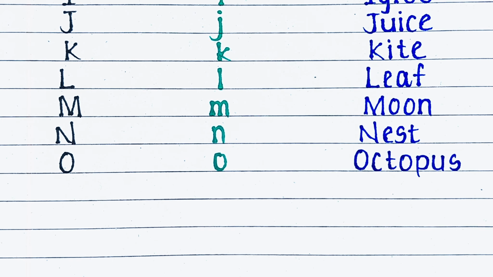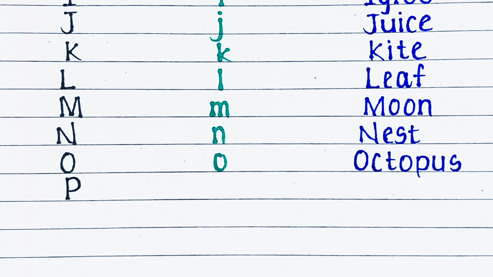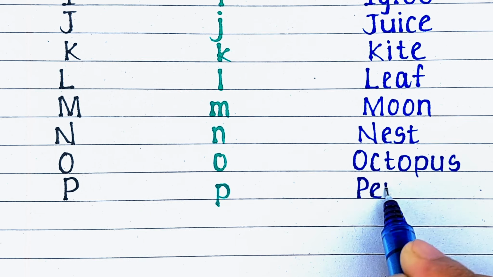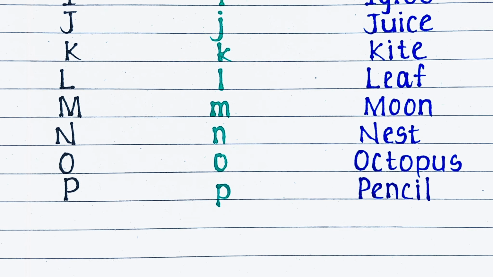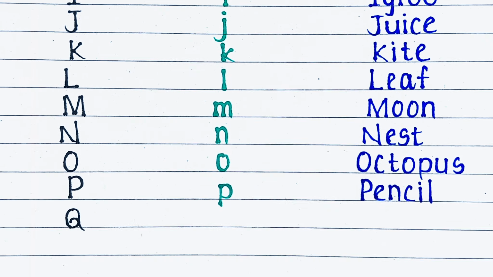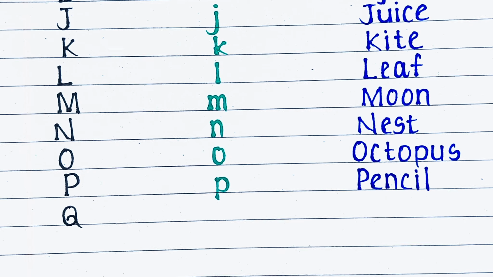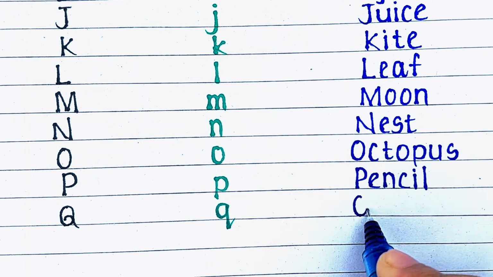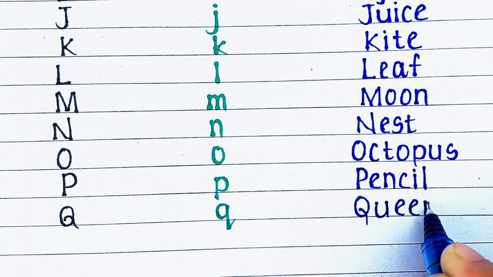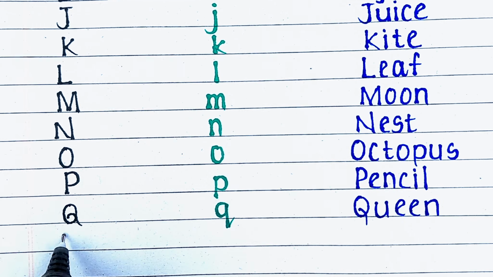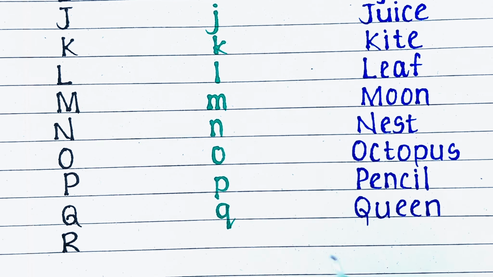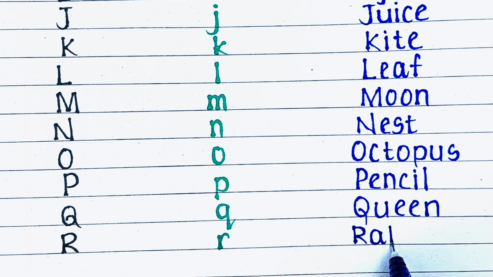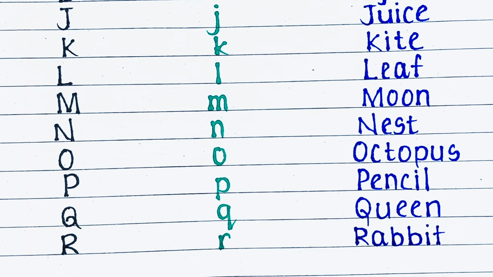Next is alphabet P, capital P, small p, and the word is pencil. Next is capital Q, small q, and the word starting with alphabet Q is queen. Next is alphabet R, capital R, small r, and the word is rabbit.